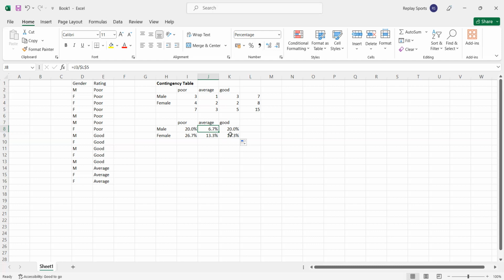Now tell me, I'm asking a question. You can draw a plot also, right? A graph, a bar graph. Now the question is, if I pick someone with poor rating, what is the probability that person is male?